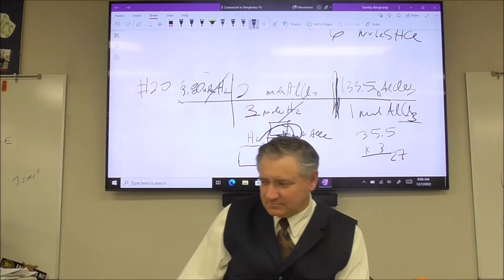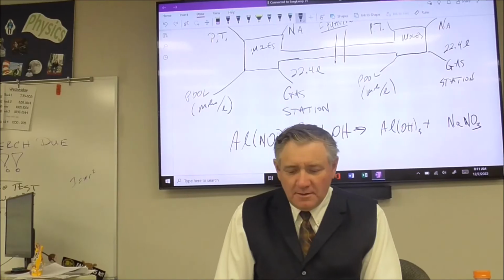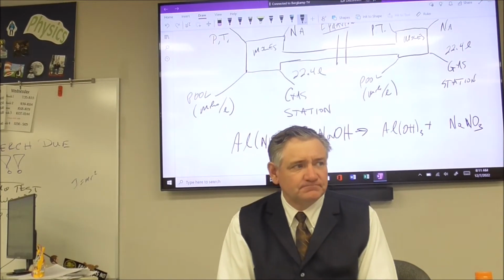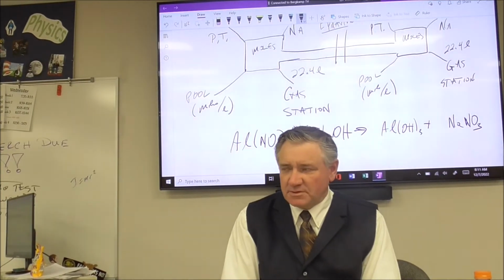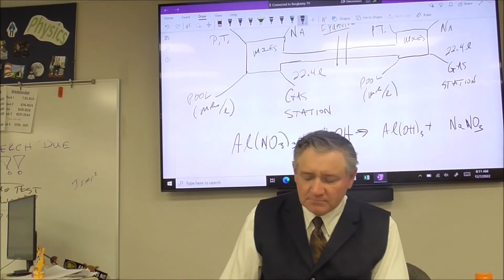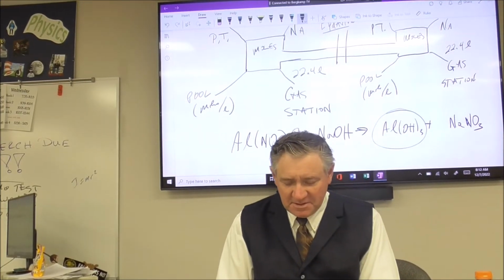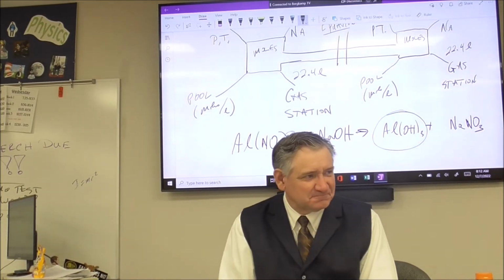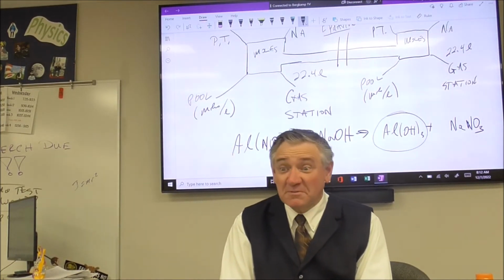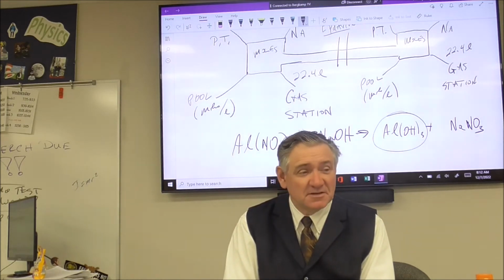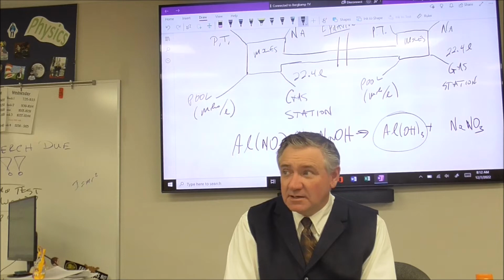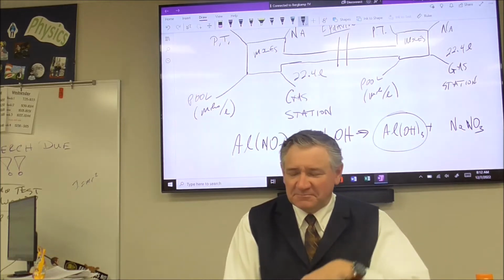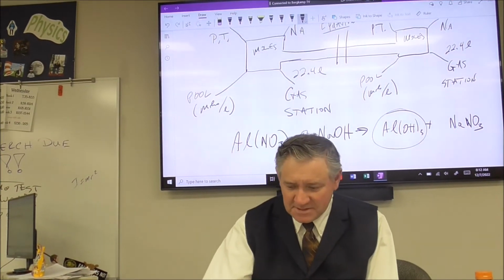All nitrates are soluble, right? Sodium hydroxide, how do you know sodium hydroxide is soluble? Sodium is in which group? Group 1. All group 1s are soluble. Now we get aluminum hydroxide. Someone find me the solubility rules for hydroxides. Most hydroxides are actually insoluble. So aluminum hydroxide is going to be my precipitate, right?